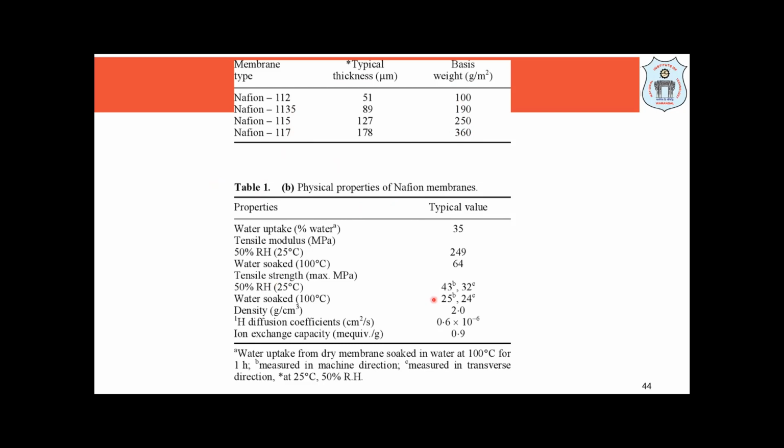Now, coming to the physical properties again, what is their water uptake rate? It is around 35. What is that water uptake from a dry membrane soaked in water at 100 degrees Celsius for 1 hour? That is the amount of water taken, percentage water uptake. Okay. Then tensile modulus is reported at 50 percent relative humidity. You have, when water soaked at 100 degrees Celsius, what the tensile modulus is reported. You have tensile strength reported, all that. Okay, so these are some of the properties of the naphthalene membranes.